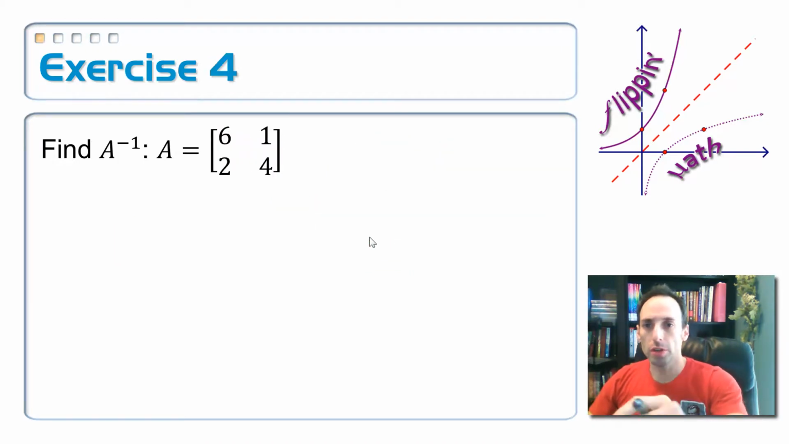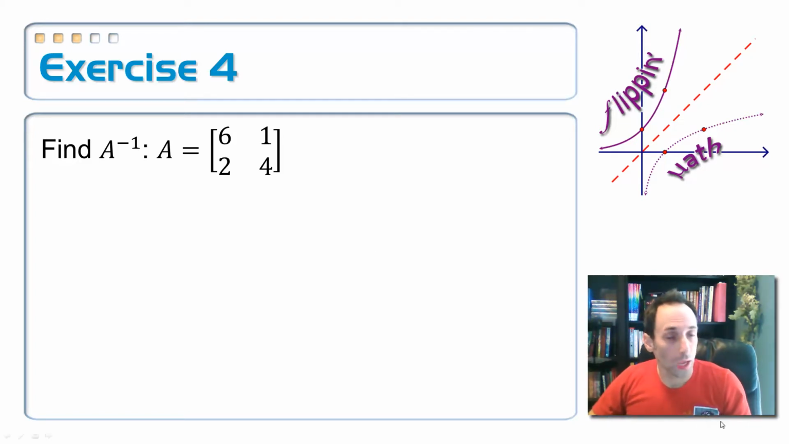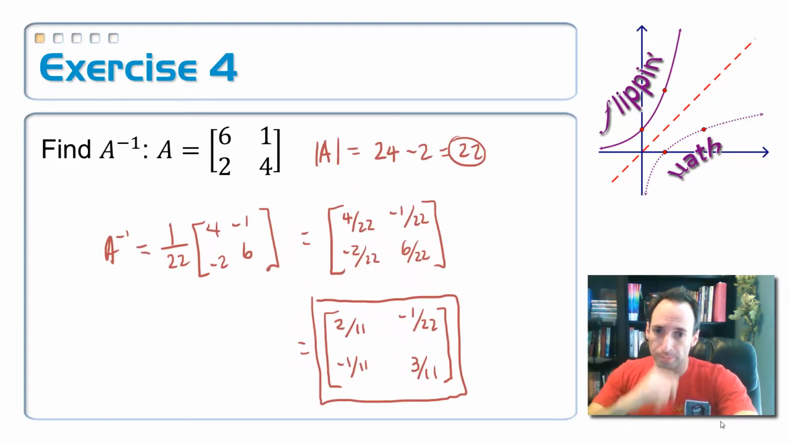Okay? So why don't you give this a try on exercise 4. Pause the video, find the inverse of that square matrix. Well, do you have a lot of fractions in yours? Because you should have. So here's what it looks like.